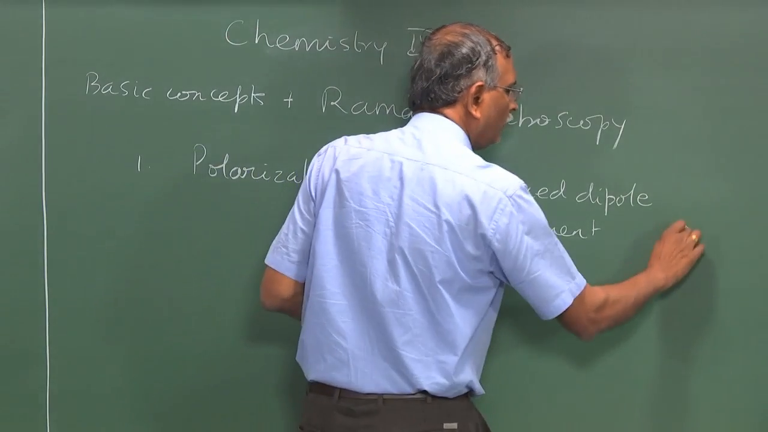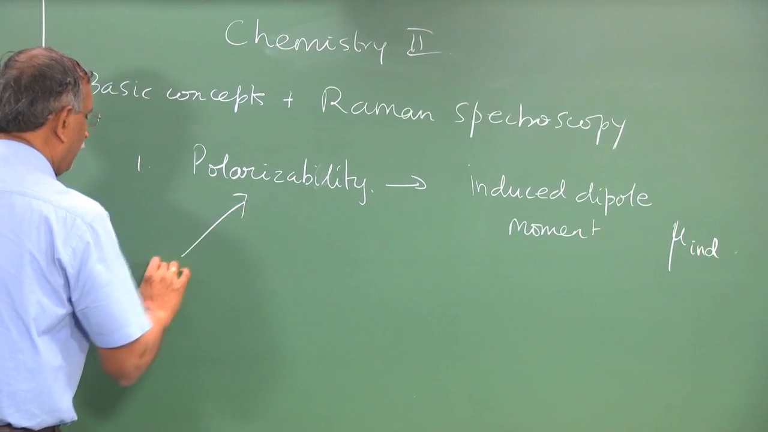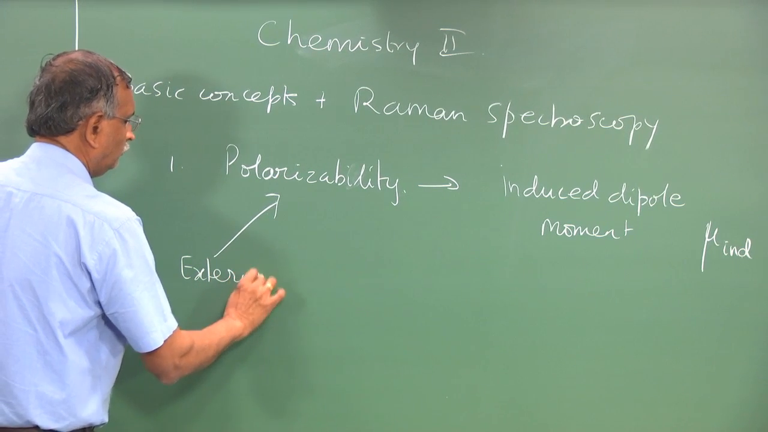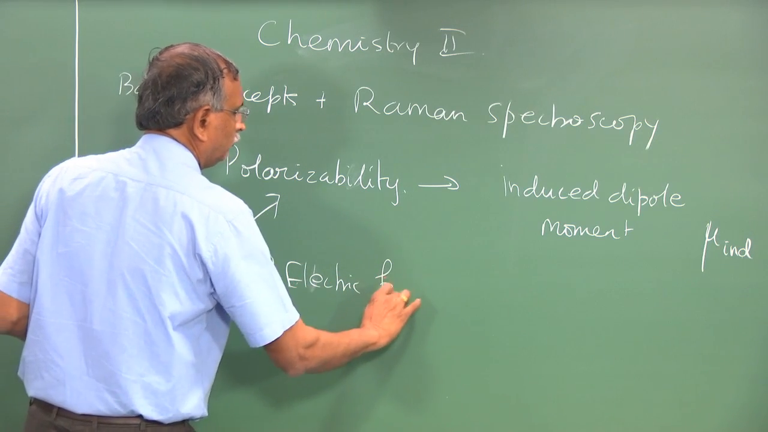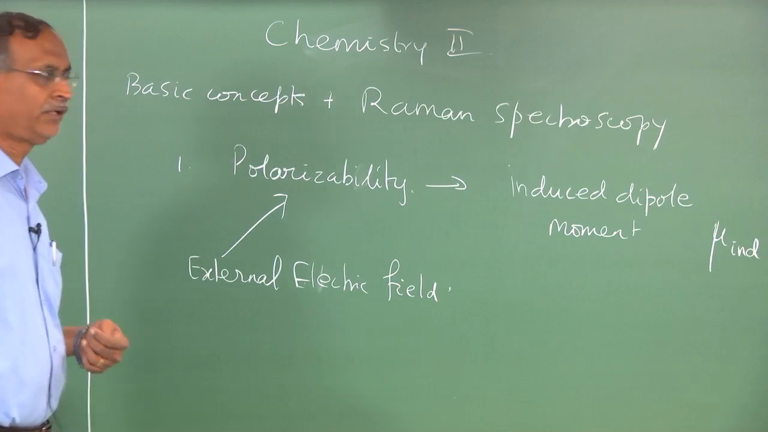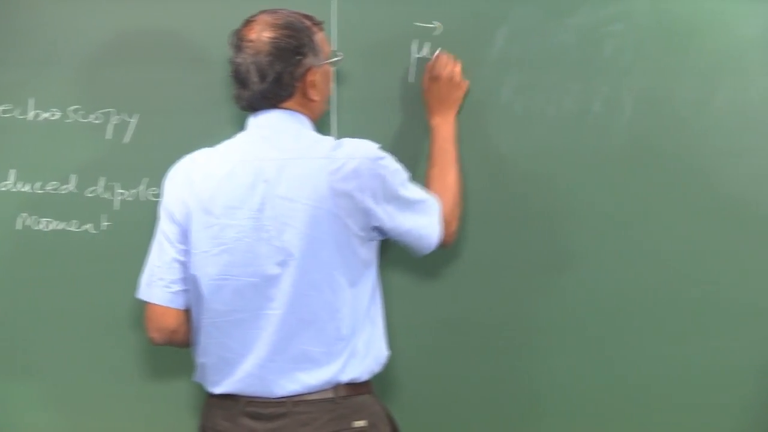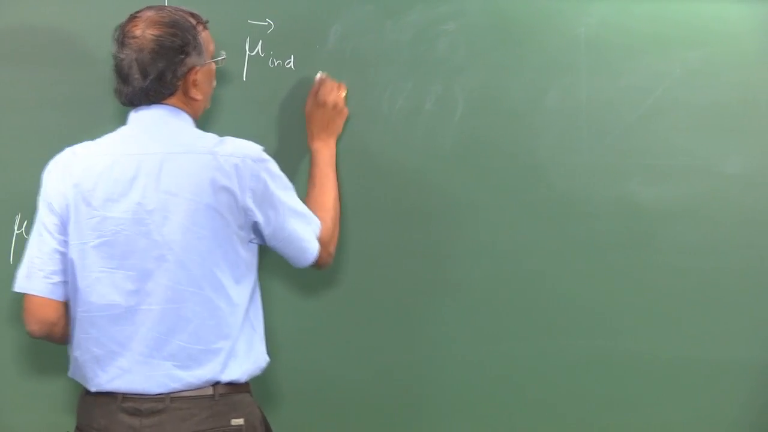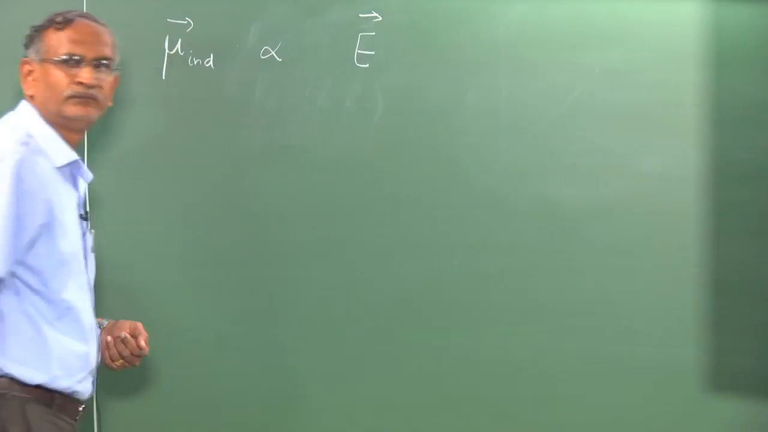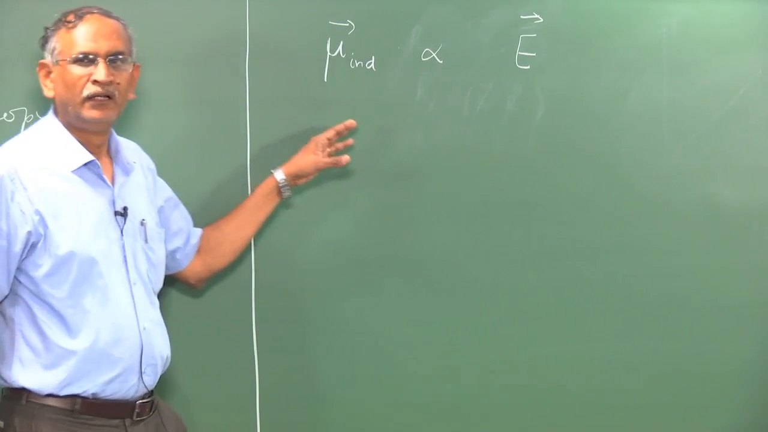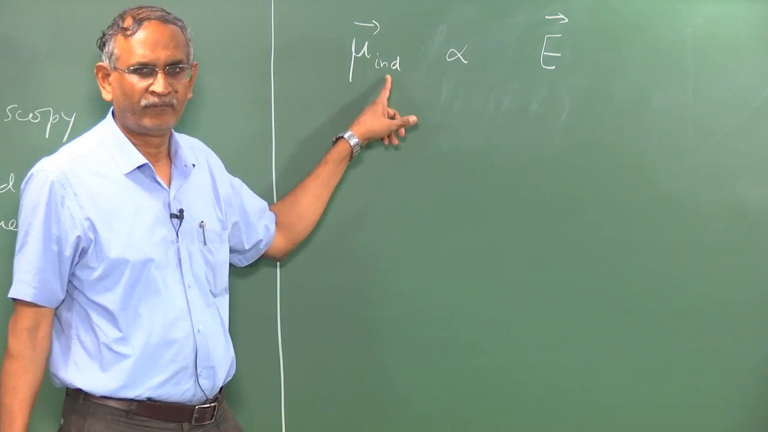Mu induced. This is due to the presence of the external electric field. So what is the relation? The simple relation is that the induced dipole moment, which is a vector, is proportional to the applied electric field, which is also a vector. Okay. But the important thing to note is that the two vectors are proportional.